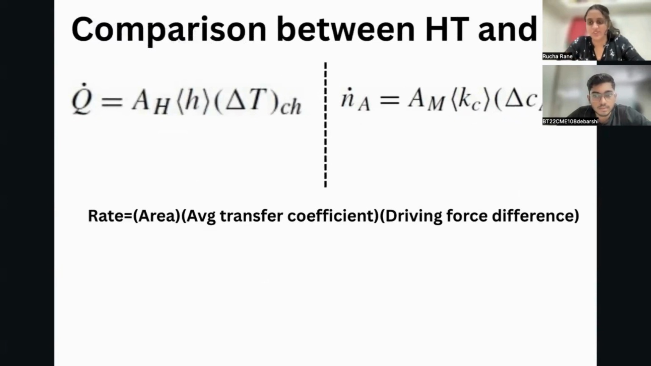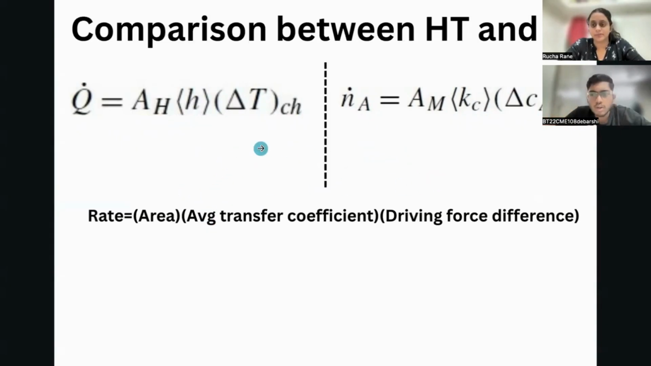The first comparison between heat transfer and mass transfer is the rate. As discussed in the introduction video, we said that the rate is the only term which remains constant irrespective of the changing area. So these are the formulas which we derived earlier. The first is the rate of heat transfer, equal to A_H into the average heat transfer coefficient into the characteristic temperature difference. And the rate of mass transfer is the mass transfer area into the local mass transfer coefficient into the characteristic concentration difference.